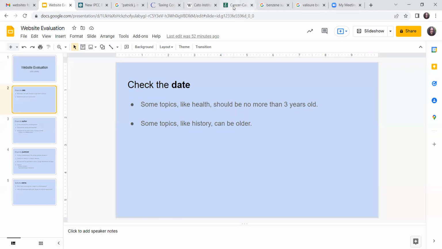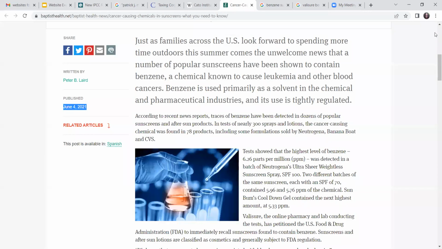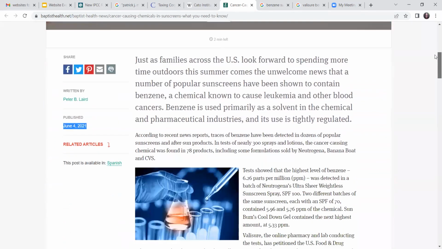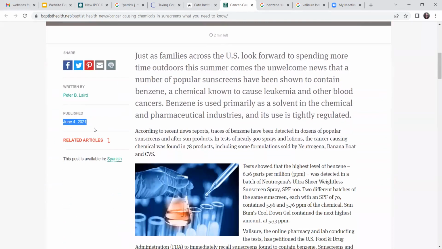Let's take a look at this website. This one's called Cancer Causing Chemicals in Sunscreens. And we'll look down below and we see that there's a date right here where we can see when it was published. And this is fairly new, so this should be okay.